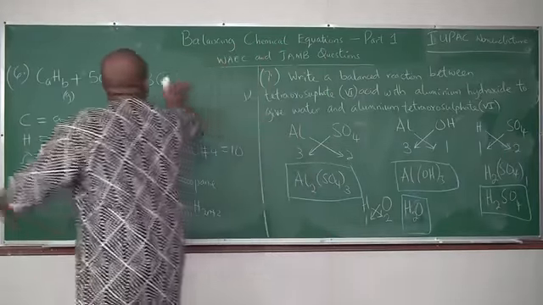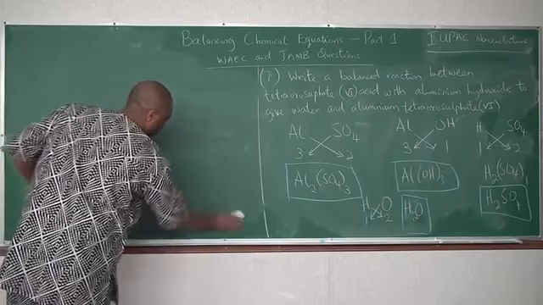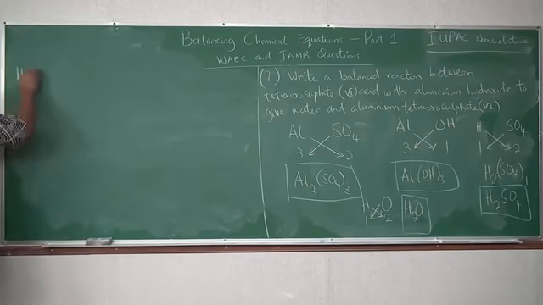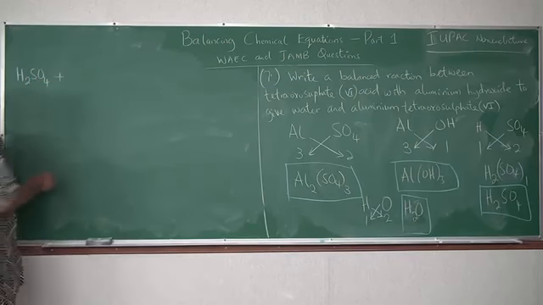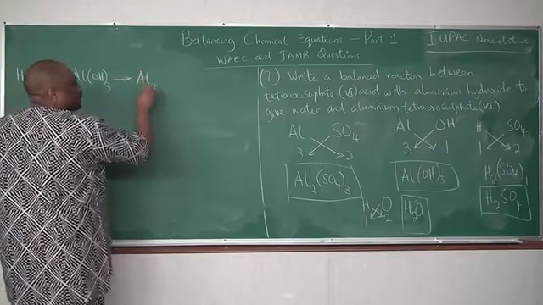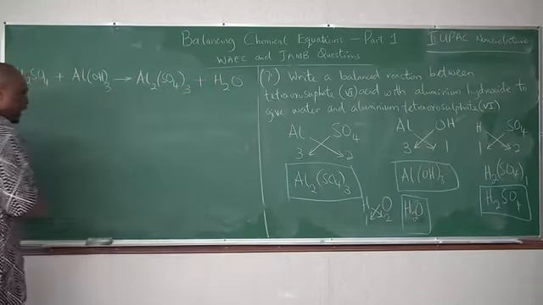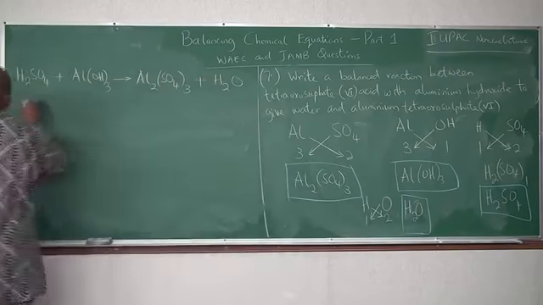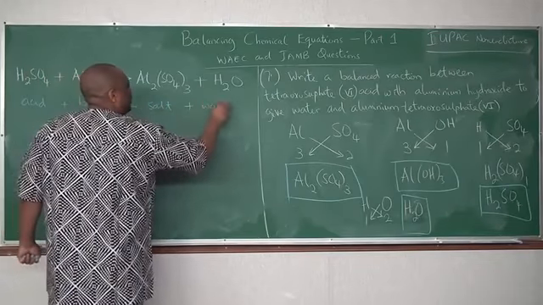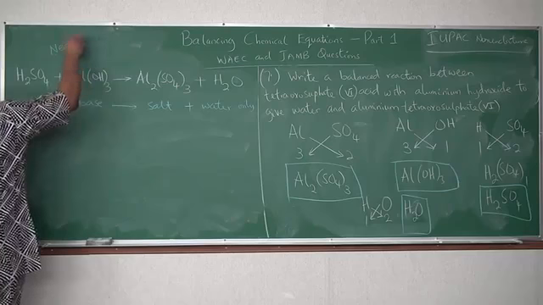We can now write a balanced equation for it. So we have tetraoxosulfate 6 acid, an acid, reacting with aluminium hydroxide, a base, to give a salt, aluminium tetraoxosulfate 6, and water. So you have acid and base to give salt and water. What do we call this reaction? Acid and base to give salt and water only. We call it a neutralization reaction.